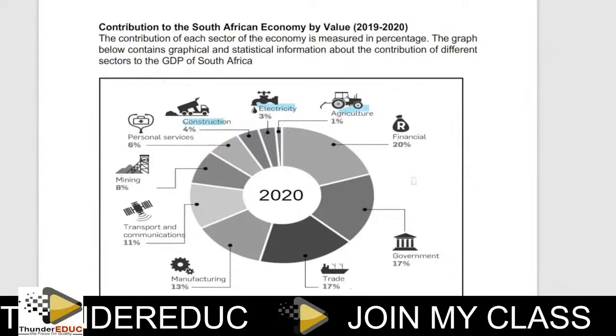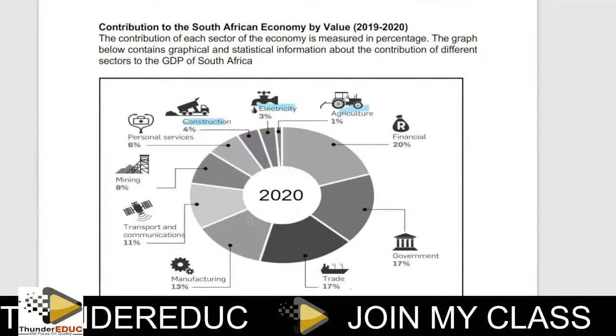In this case, you see that finance contributed 20%, which is the biggest contributor, and finance is under the tertiary sector. Okay, government, it's under the tertiary sector. Trade, it's under the tertiary sector.